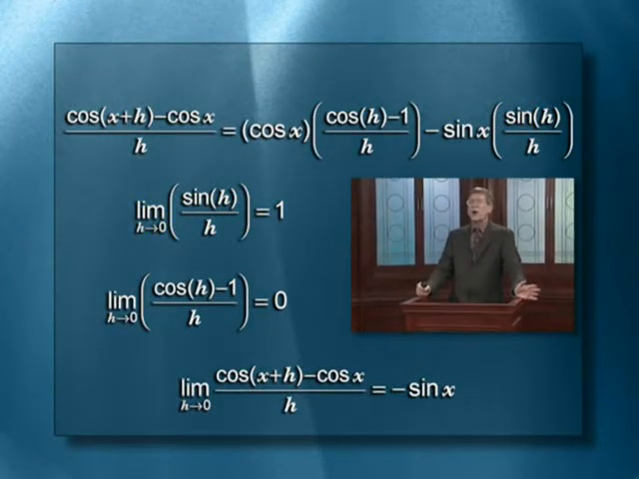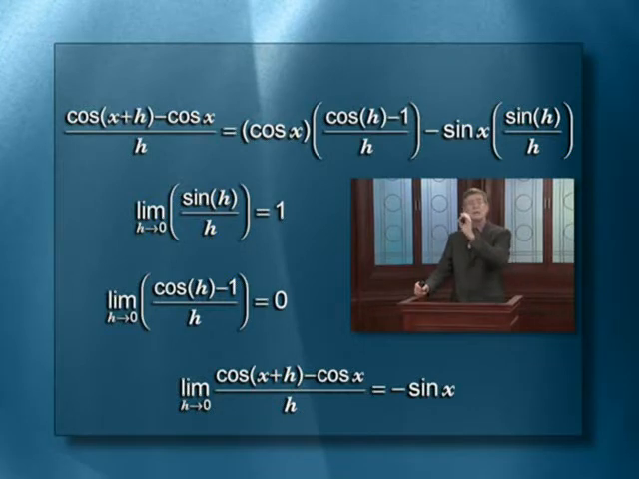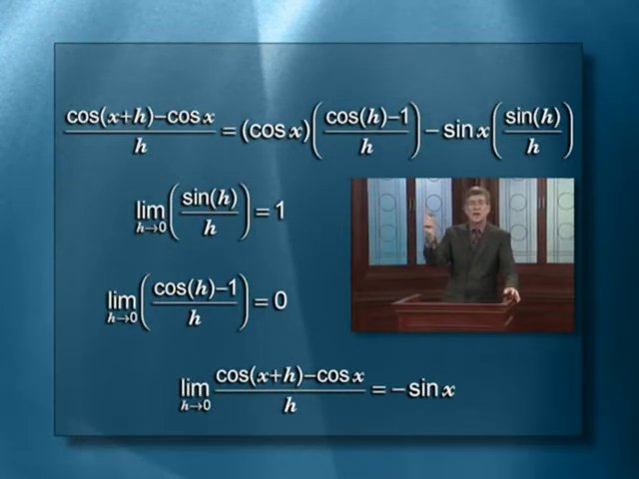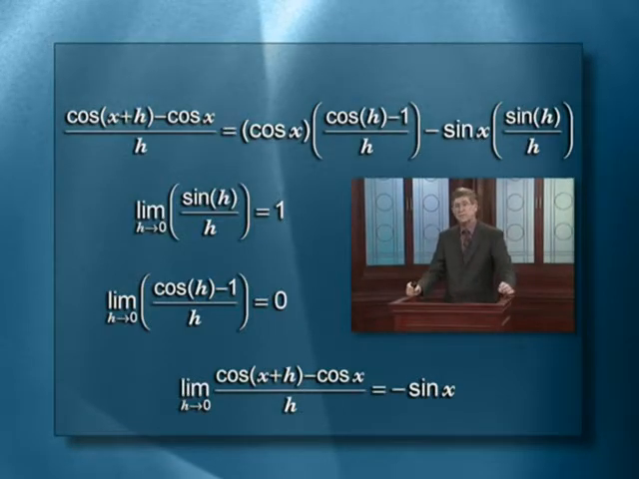Everybody else has died off. The cosine x times 0, goodbye, and the sine h over h is 1, and sine x times 1 is sine x. So, what's our conclusion here? You just did a key calculus derivation. I'm going to use a fancy word for you. You just found the derivative of the cosine function. The derivative of cosine is minus sine. Wow, you just did calculus.